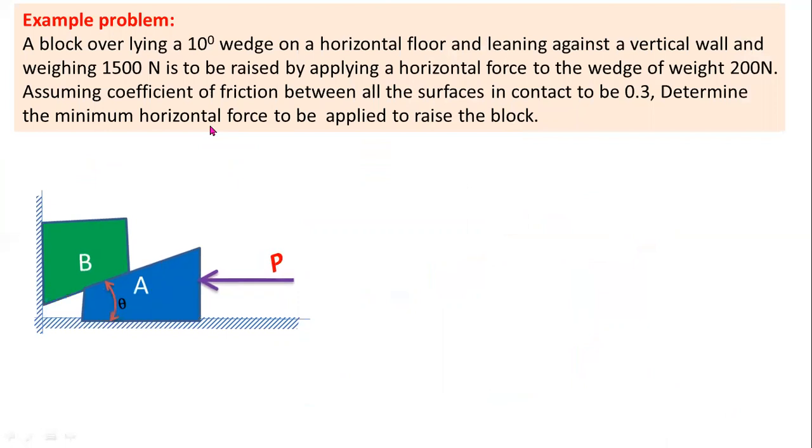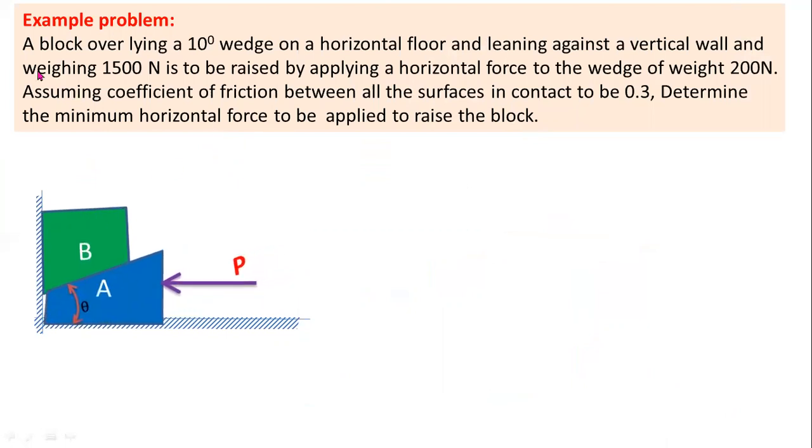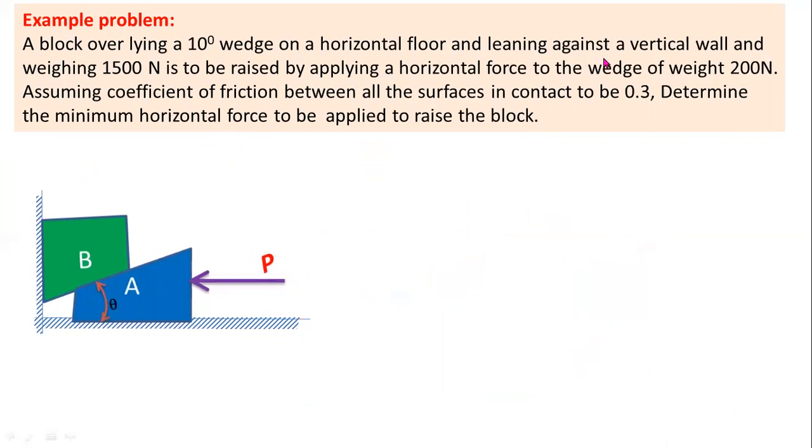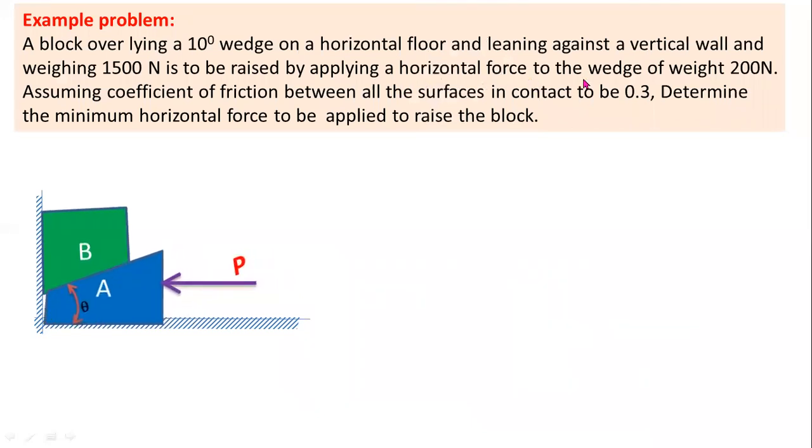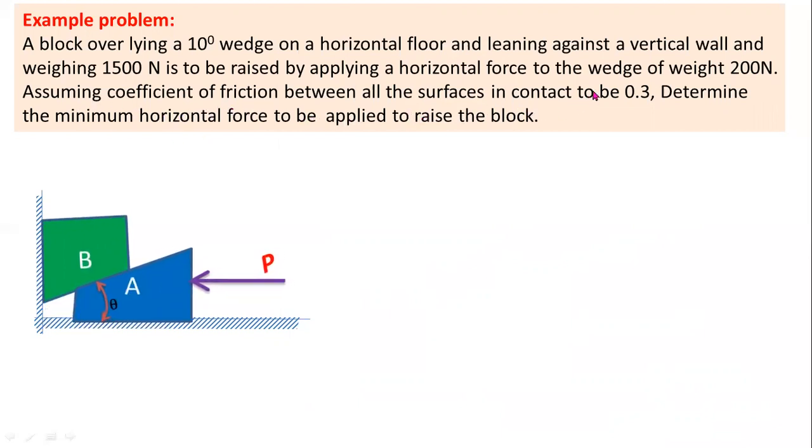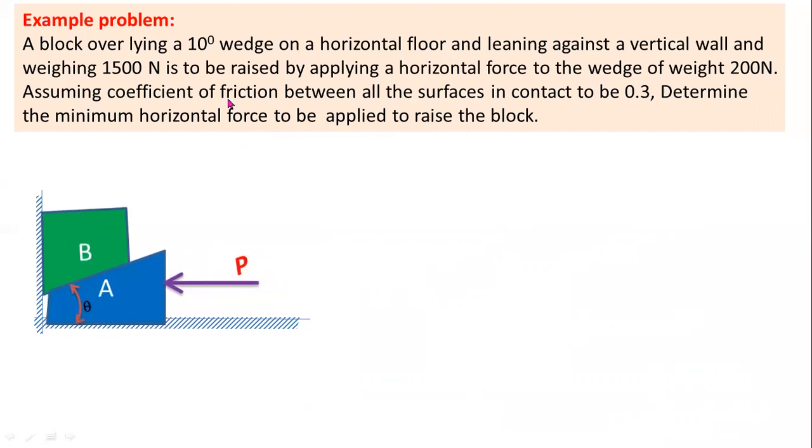This is the given question. The question is: a block overlying a 10 degrees wedge on a horizontal floor and leaning against a vertical wall, and weighing 1500 newtons, is to be raised by applying a horizontal force to the wedge of weight 200 newtons, assuming coefficient of friction between all the surfaces in contact to be 0.3. Determine the minimum horizontal force to be applied to raise the block.